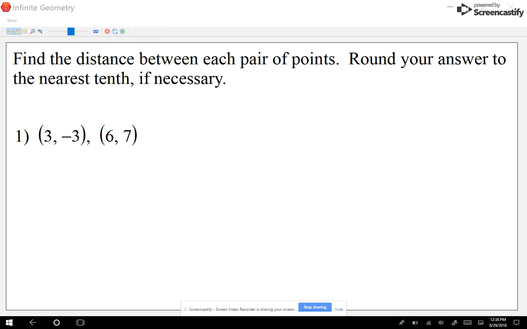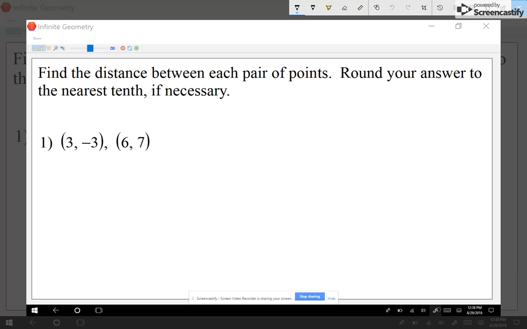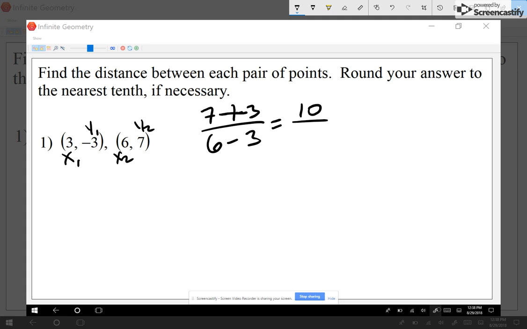So once again, I'm going to start as if I was doing the slope. So I'm going to think of 7 minus negative 3, the second y minus the first y. So that's 7 minus a negative 3. At the bottom, I'm going to do 6 minus 3, the second x minus the first x. That's how we do slopes. On the top, 7 minus negative 3 becomes a plus 3, so 10. At the bottom, 6 minus 3 is 3.